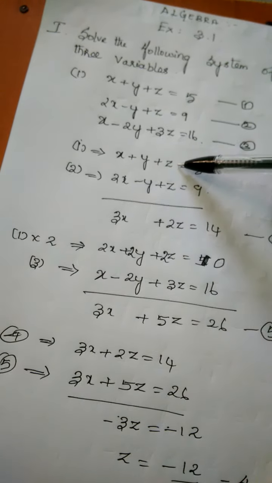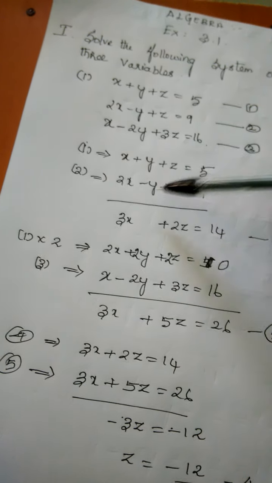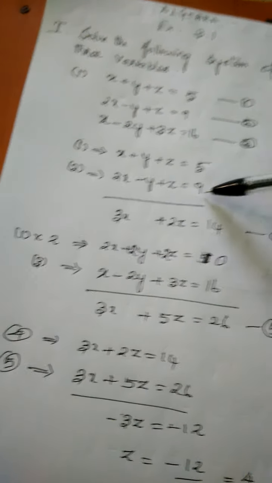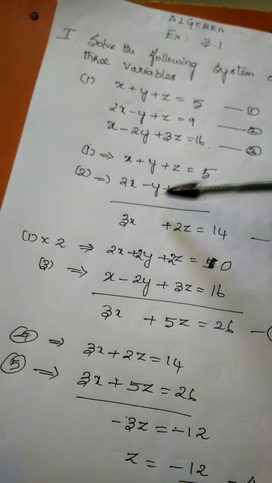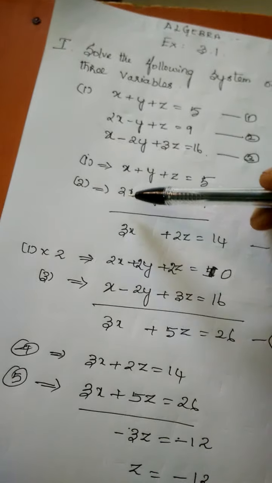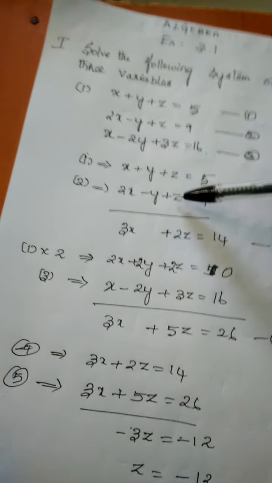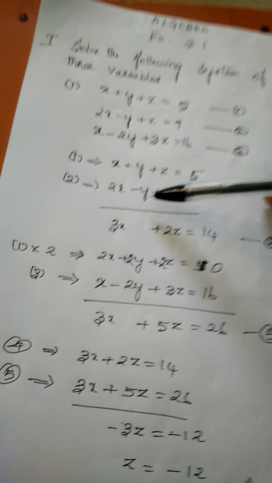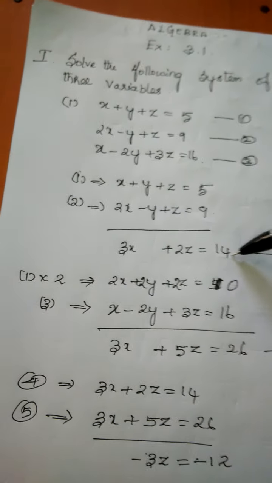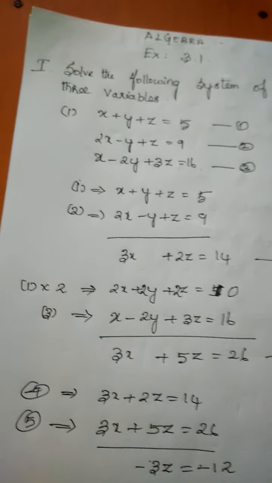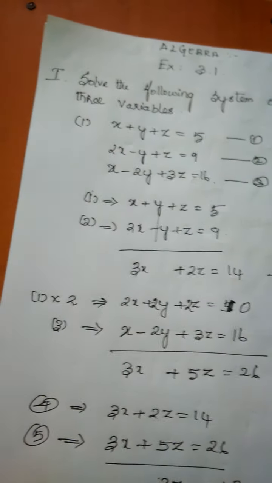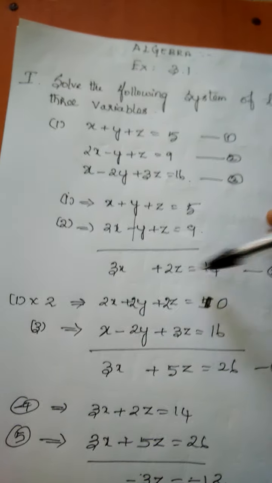So x plus y plus z equal to 5 is equation number 1. Second equation, 2x minus y plus z equal to 9. Minus y plus y cancels when we add these two equations. 2x plus x equals 3x, then plus z, here also plus z, so plus 2z. These two terms are cancelled, so you will get 3x plus 2z equal to 14. This is equation number 4.